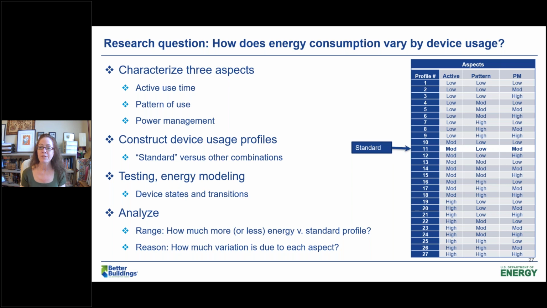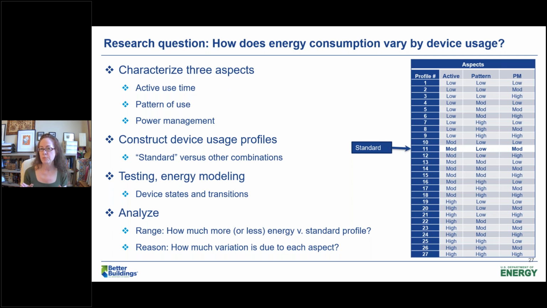So for pattern of use, the low is all at once. The moderate is that same amount of active use divided into 2 periods. And the high is the same amount divided into 4 periods. And so there might be additional levels that are, well, what if there's 1 hour between versus the 5 hours between those different periods of use?